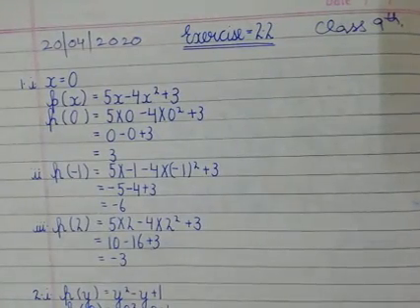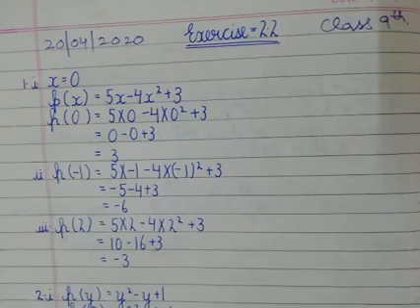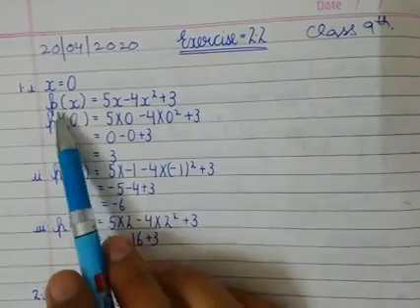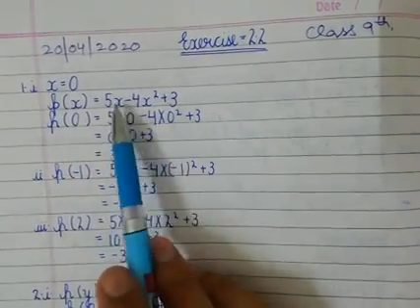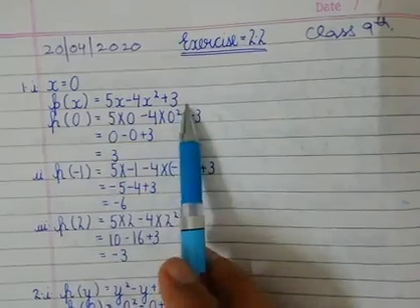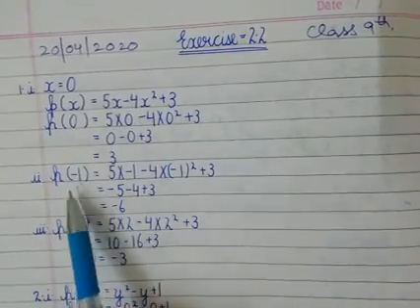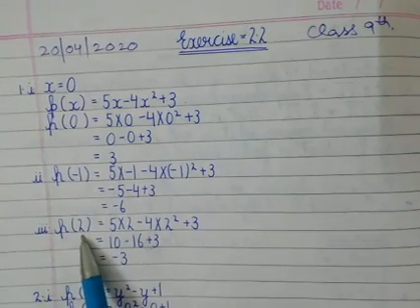Good morning students. Today we are going to start exercise 2.2 of chapter 2, polynomials. In question number 1 we are given a polynomial p(x) in x: 5x minus 4x square plus 3. We have to find the value of this polynomial when x is equal to 0, when x is equal to minus 1, and when x is equal to 2.